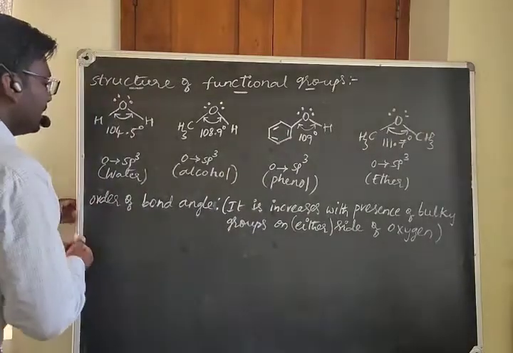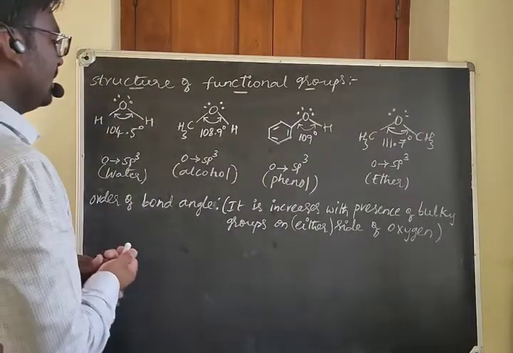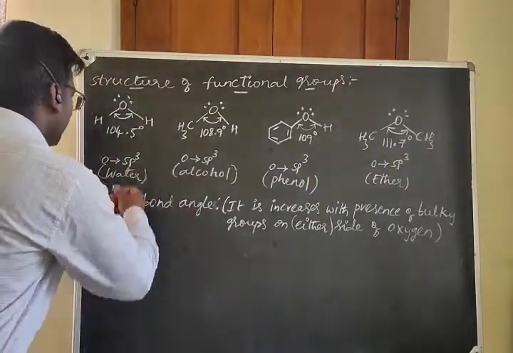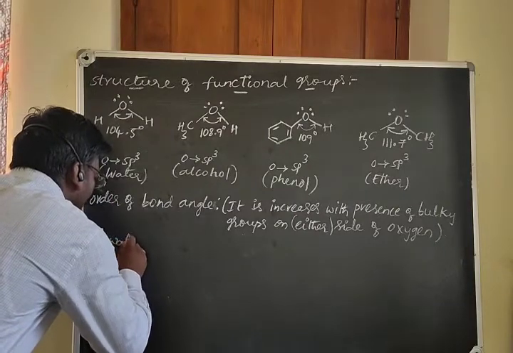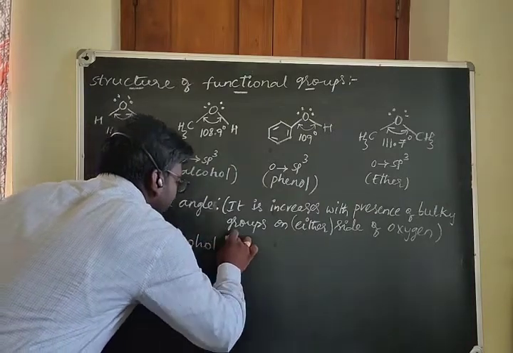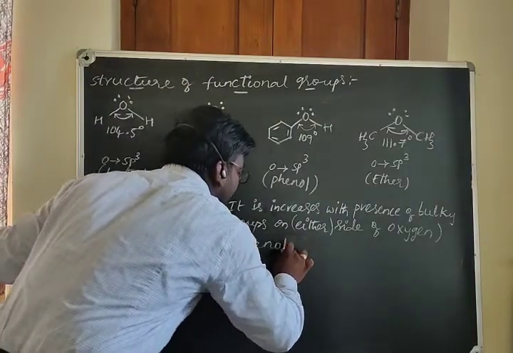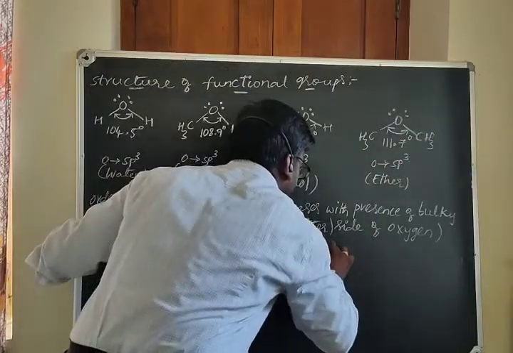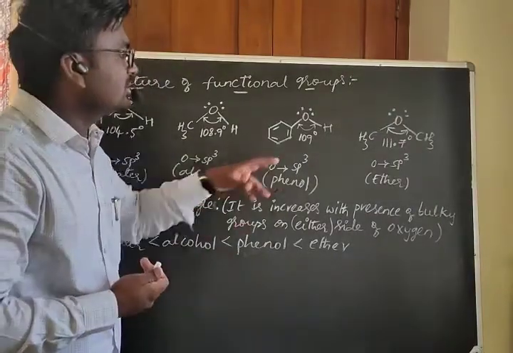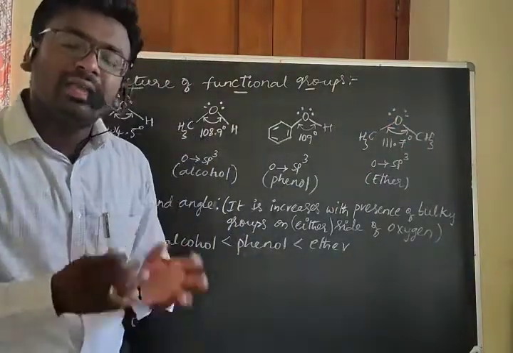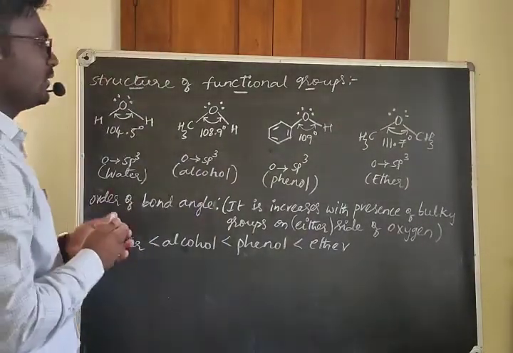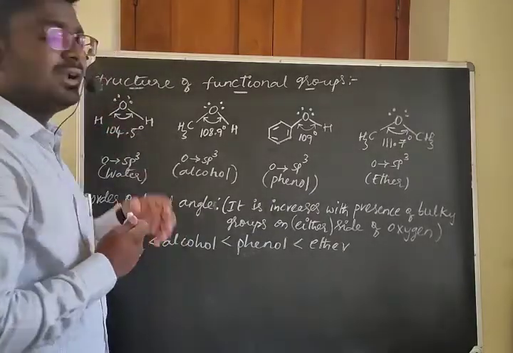Okay, yes, the order is like this. Which one has the more bond angle? The ether. That will be kept at last. And the smallest one is water. Next the alcohol, next the phenol, and the last one is the ether. Ethers have a high bond angle because of the bulky groups present on either side of the oxygen atom. Okay. Yes, let us go for the discussion of bond length here.